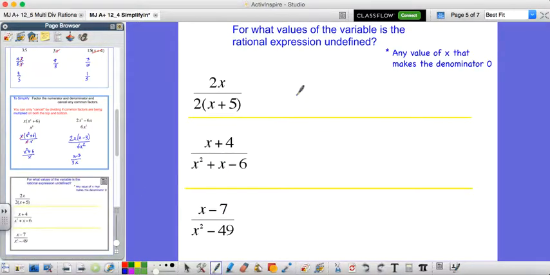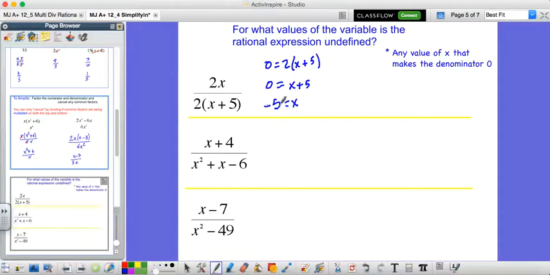So let's look at these excluded values. We're just asked not to simplify here, but just ask for what values of the variable is the rational expression undefined. So here you're just looking at what makes the denominator 0. So you can do this the long way and set 0 equal to 2 times x plus 5. Divide both sides by 2. 0 divided by 2 is still 0. When we divide the right side by 2, we're left with just x plus 5. Subtract 5. X is negative 5.